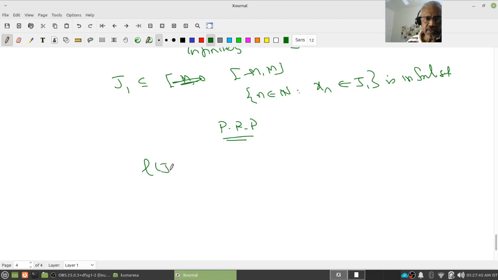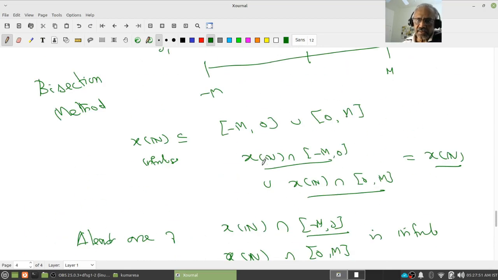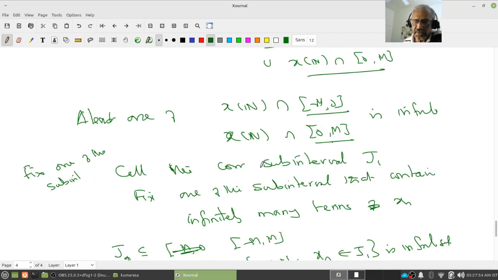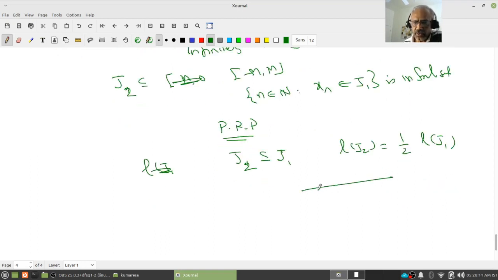And what do I know about the length of j1? So first, j1 is a subset of, oh sorry, call it j2. Since I already called it j1, let me call this j2. So notice that j2 is contained in j1, and the length of j2 is half the length of j1. Now this is j2. Call it a2 b2 if you want. It may be minus m to 0 or 0 to m, but let's not worry about it. Now what do you think I should do next?